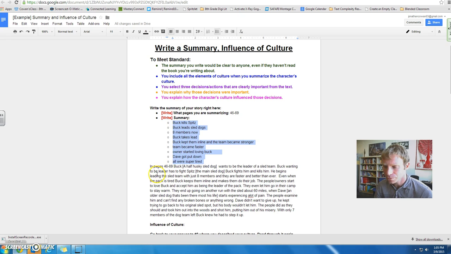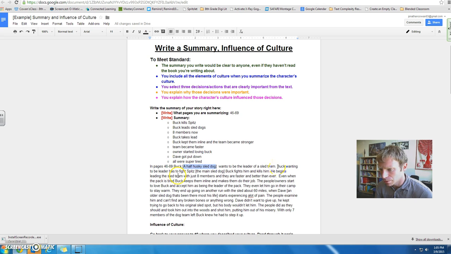So they said on pages 46 to 69, Buck, a half husky sled dog, wants to be the leader of a sled team. This was important information because if they had just said Buck wants to be the leader of a sled team, I would think that there's some guy named Buck who wants to be dragging around other people sitting on sleds, which would make the book way weirder. But thanks for clearing it up that it's a sled dog.